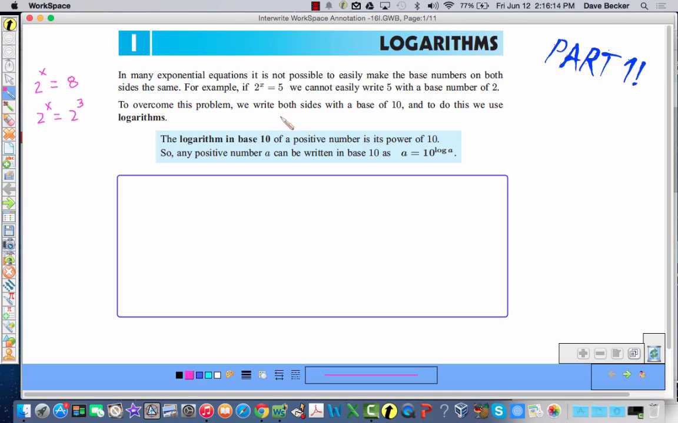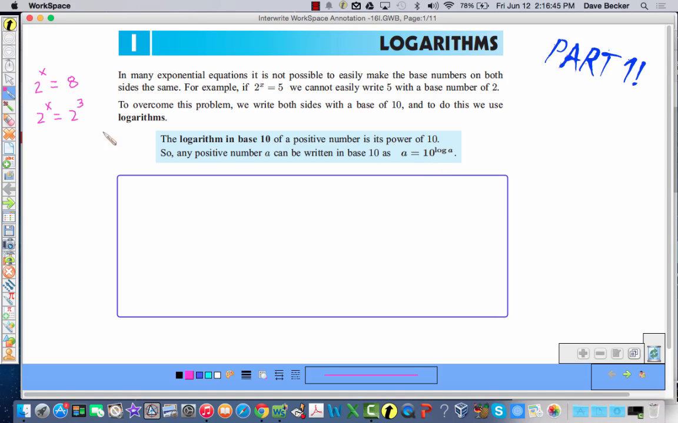So what we do is we write both sides with a base of 10, and to do this we use logarithms, okay? So the logarithm in base 10 of a positive number is a power of 10. So therefore, any positive number a can be written in base 10 as a equals 10 to the log of a.